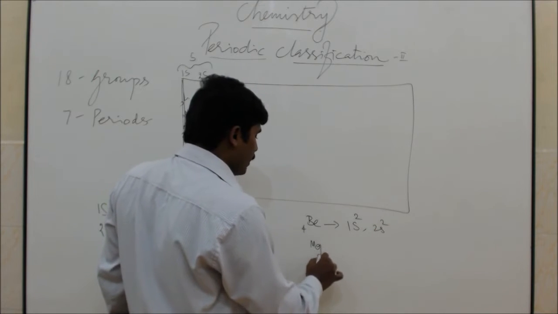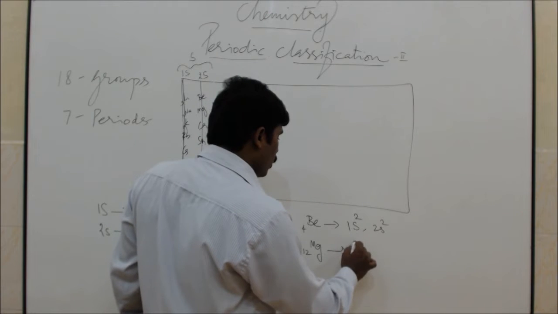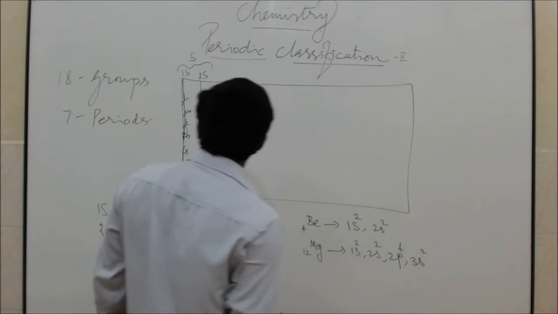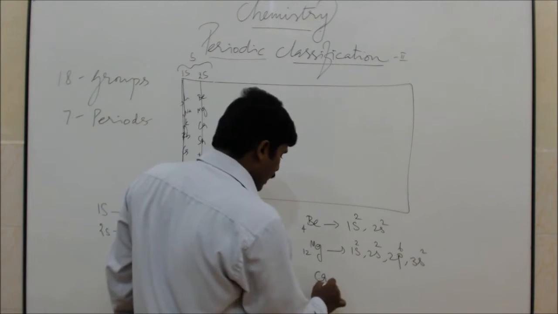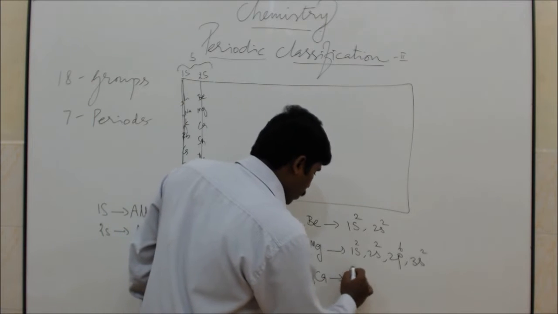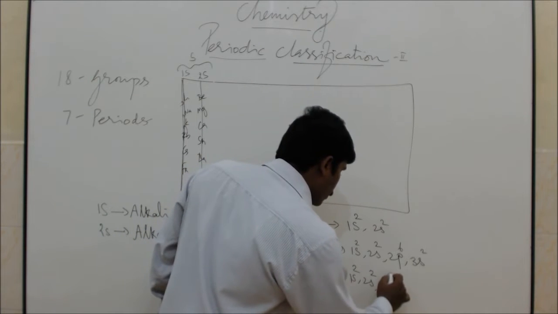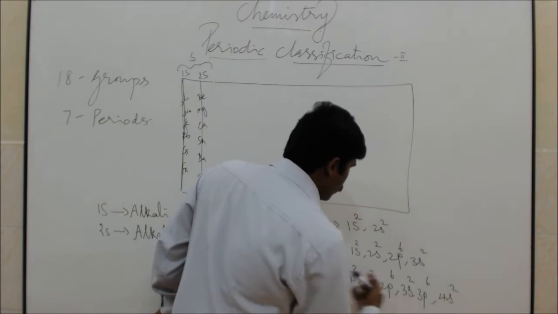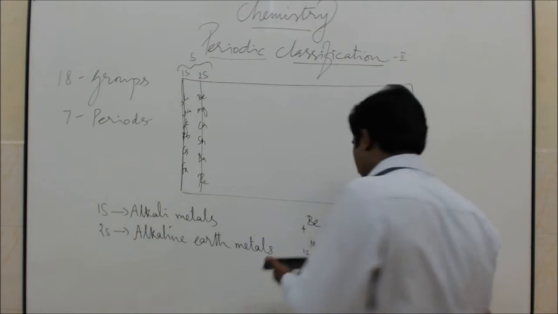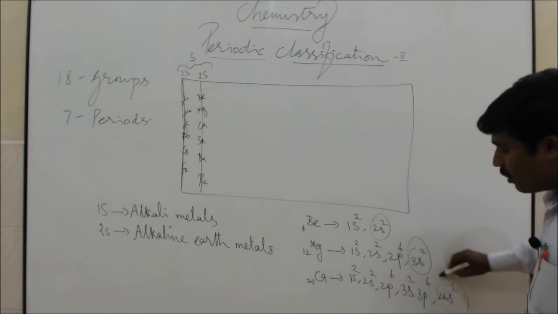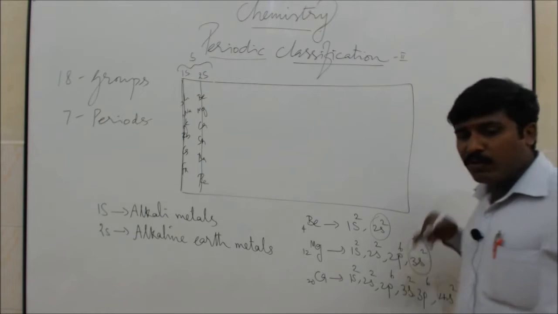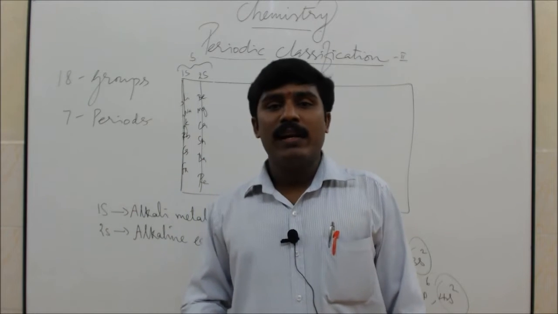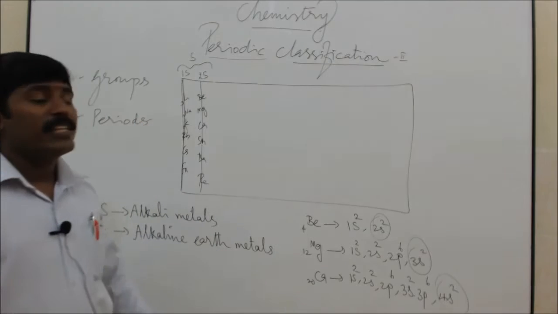Then magnesium, atomic number 12. 12 means 1s2, 2s2, 2p6, 3s2. Then calcium is 20. 20 means 1s2, 2s2, 2p6, 3s2, 3p6, 4s2. 4, 10, 12, 18, 20. See here, 2s2, 3s2, 4s2, then 5s2, 6s2, 7s2, likewise keep on going. So what is the beauty here? All enter in the s orbital. How many electrons? 2 electrons. So that is named as 2s block element.